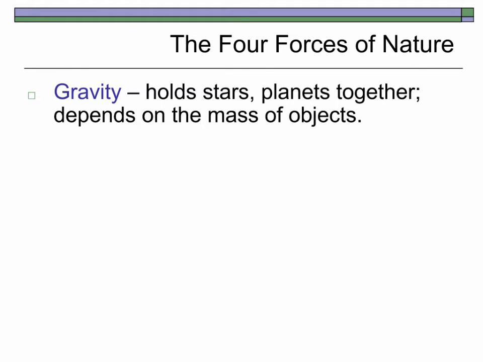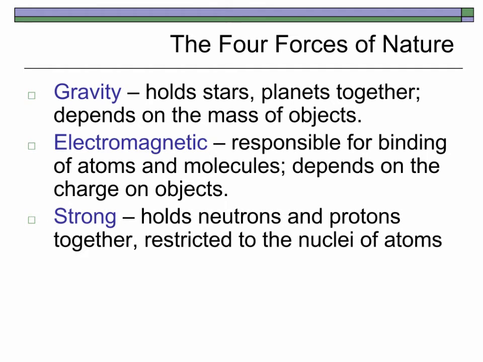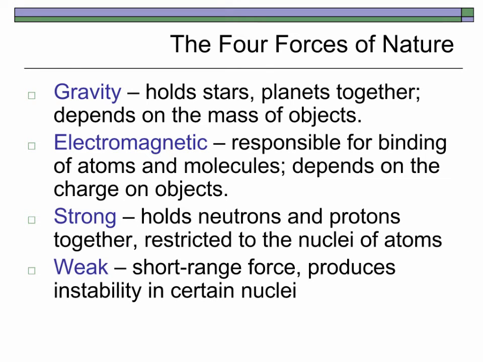Gravity is what holds stars and planets together and depends on the mass of the objects. Electromagnetic is responsible for binding of atoms and molecules, and it depends on the charge on the objects. Strong force is what holds neutrons and protons together and is restricted to the nuclei of atoms. And a weak force is a very short-range force produced by instability in certain nuclei. It's why we can have ions.